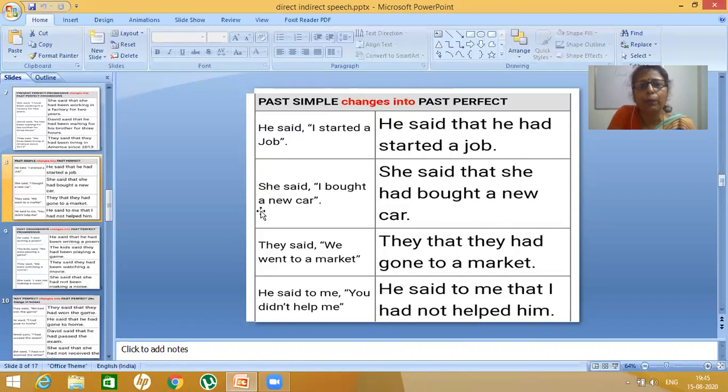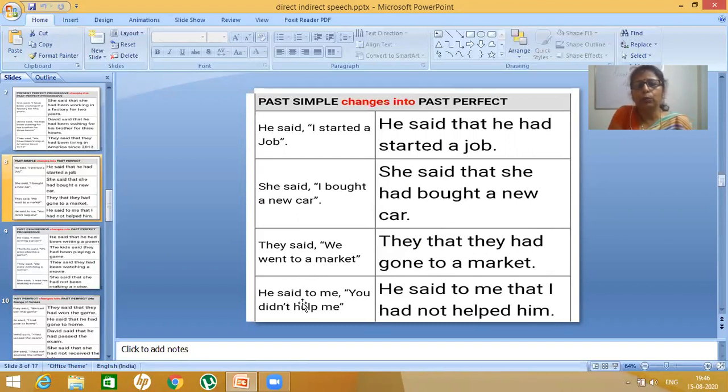Similarly, the second example: she said, "I bought a new car." She said that she had bought a new car. So again, the simple past "bought" changes to "had bought." In the third sentence, they said, "We went to a market." They said that they had gone to a market. Again, the simple past "went" changes to past perfect "had gone."